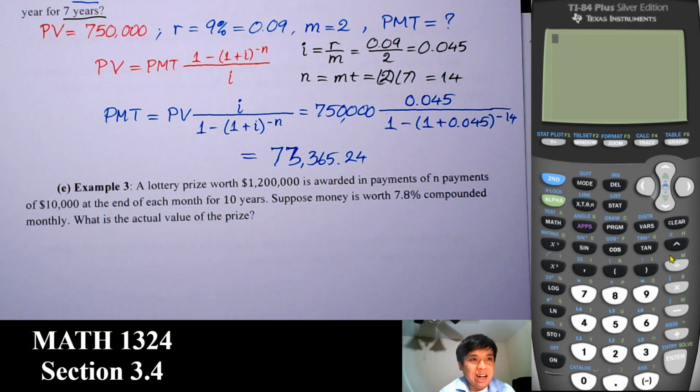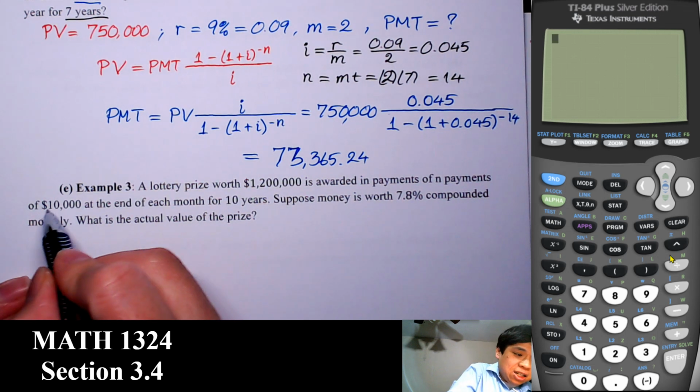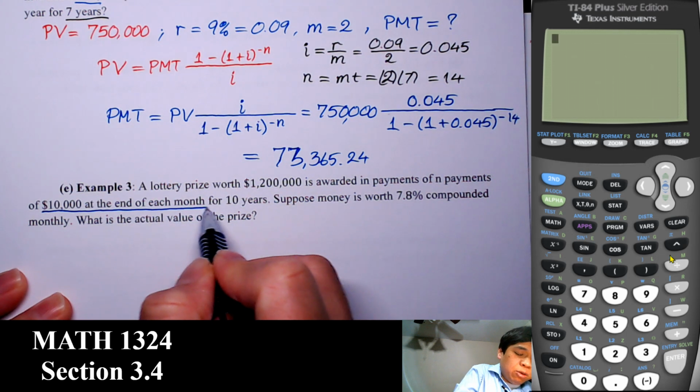So whatever they say it is, let's say $1 billion, you're not going to get the actual $1 billion now. You get $1 billion over 30 years, but in terms of money now it's worth less, because $1 now is worth more than $1 in the future. So it's actually less than the advertised amount. Here we have $10,000 at the end of each month for 10 years.